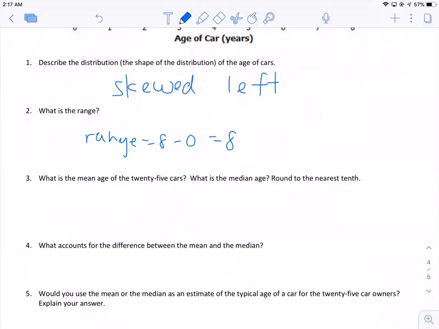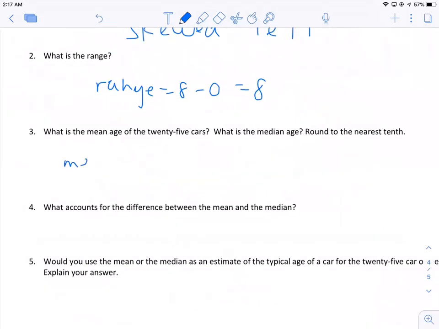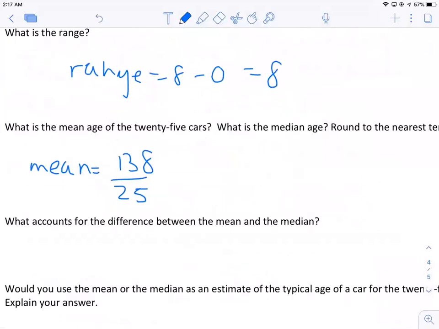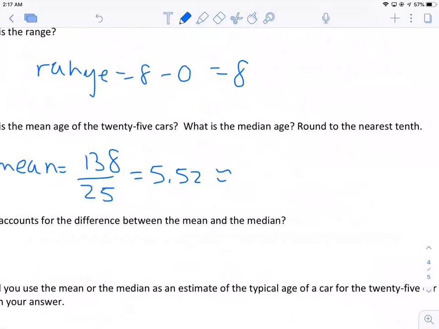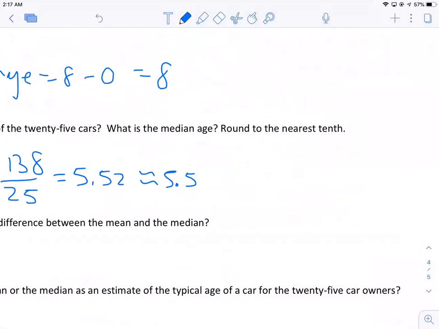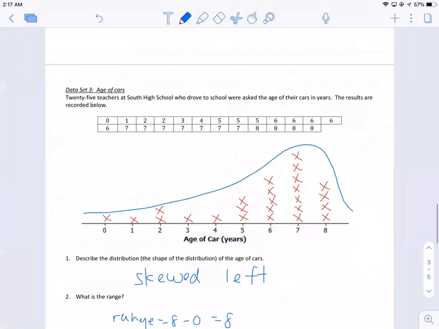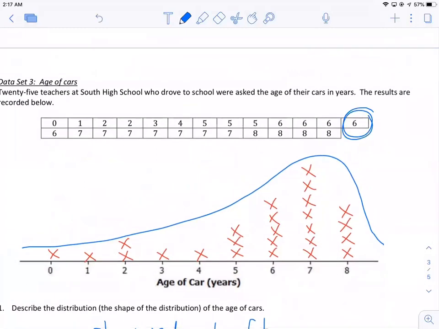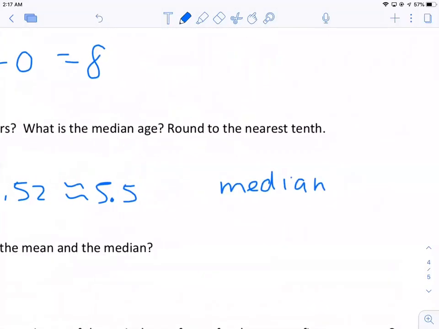What is the mean age of the 25 cars? Again, check this calculation, but I'm getting 138 when I added up all the data values over the 25 data points. So 5.52, nearest tenth, that's around 5.5. And let's get the median. The middle number, I can actually just tell right away, that's going to be at 6, because when I cross out from the left, I will cross out from the right side, right? We're going to be left with that 6 in the middle. That is our median.